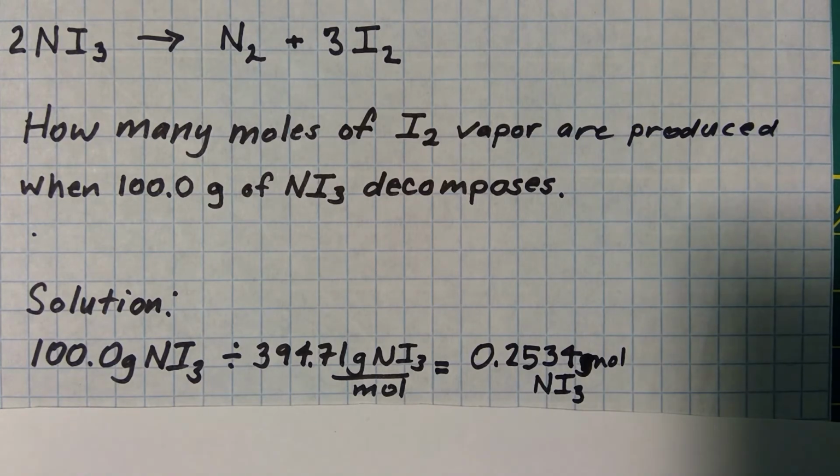Step 1, 100.0 grams of nitrogen triiodide divided by its molar mass of 394.71 grams of nitrogen triiodide per mole would give you 0.2534 moles nitrogen triiodide.